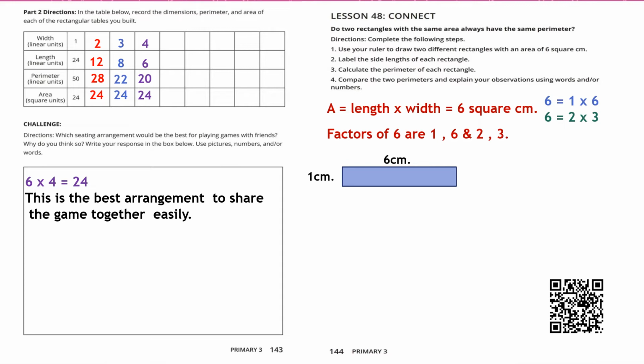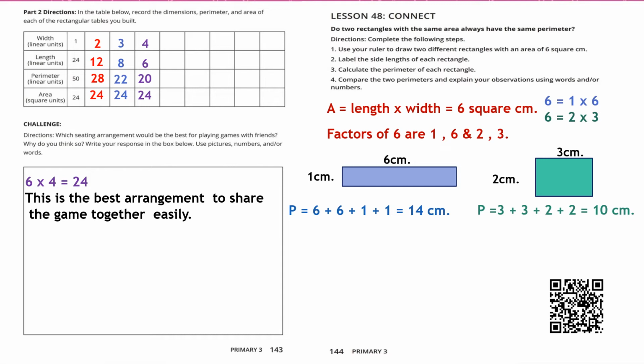So if we draw this rectangle 1 and 6, and this rectangle 2 and 3, do we have the same perimeter here? We have the same area, but do we have the same perimeter? Let's start to add them. Here in this rectangle, 6 plus 6 plus 1 plus 1 equals 14, and in this rectangle, 3 plus 3 plus 2 plus 2 equals 10 centimeters. So we don't have the same perimeter.